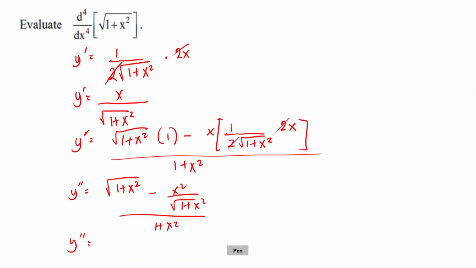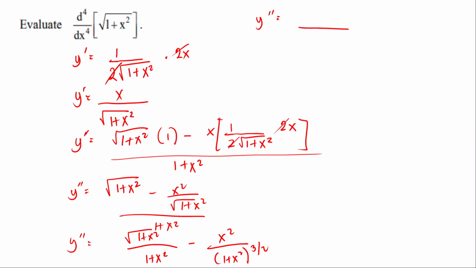Pwede natin siyang isulat as 1 plus x squared. Pag-iwalay natin yung dalawang fraction. 1 plus x squared minus x squared. 1 plus 1/2 is 3/2. 1 plus x squared 3/2. Pwede pa natin siyang i-combine. Y prime prime ay equivalent sa ang common nila is 3 halves, 1 plus x squared, 3 halves, divided by 1 plus x squared.